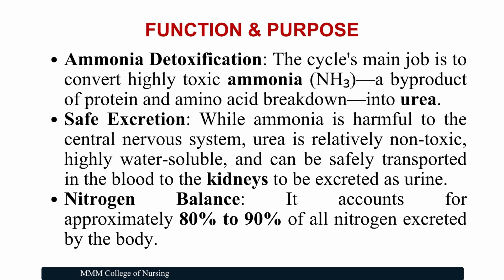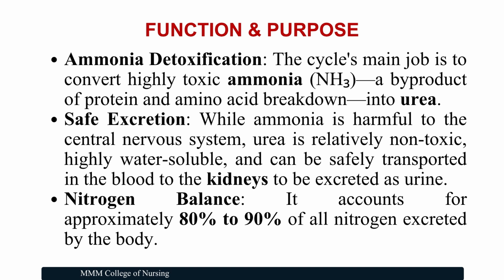The second function is safe excretion. Ammonia is harmful to the central nervous system even in very small concentrations. Urea, on the other hand, is non-toxic, highly water-soluble, and can be safely carried in the bloodstream to the kidneys, where it is excreted as urine. The urea cycle makes nitrogen safe for transport and excretion.